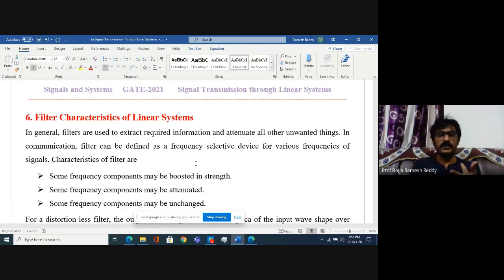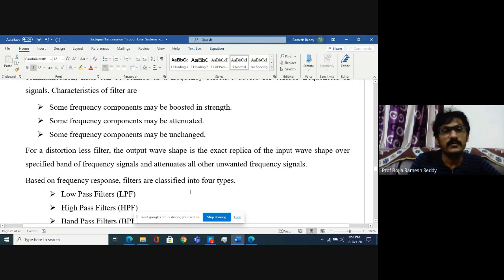Improved form: a filter can improve the required thing. A filter can eliminate the unwanted thing. A filter produces the output as it is: exact transmission. Whatever input is given, the same thing is transmitted to the output terminal. Okay, these three are the characteristics of any type of linear system, and that linear system may be a filter.